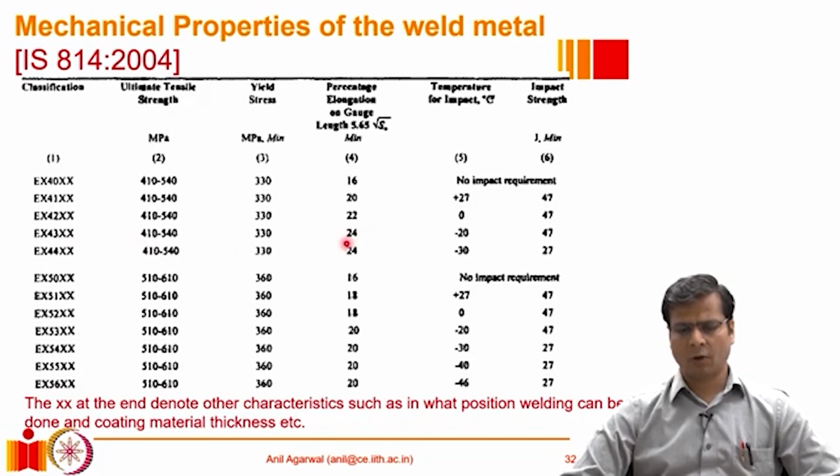However, when we opt for an electrode lower in this order, such electrodes are capable of resisting impact loads down to minus 20 degrees centigrade. That is, they have quite high impact strength even at a very low temperature, and they exhibit a greater level of ductility also. This is a measure of ductility, which is the percentage elongation before the rupture. Likewise, we have higher strength electrodes also. So the electrodes have to be picked appropriately.